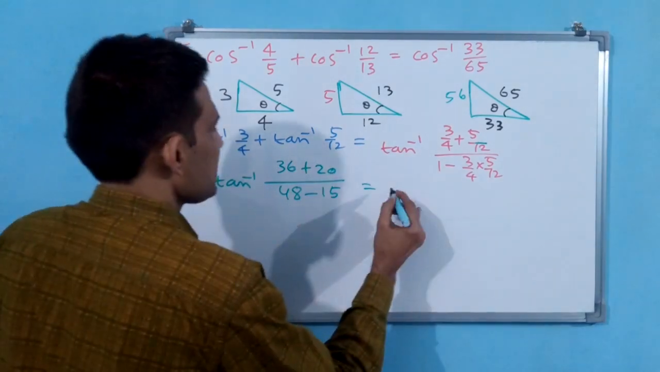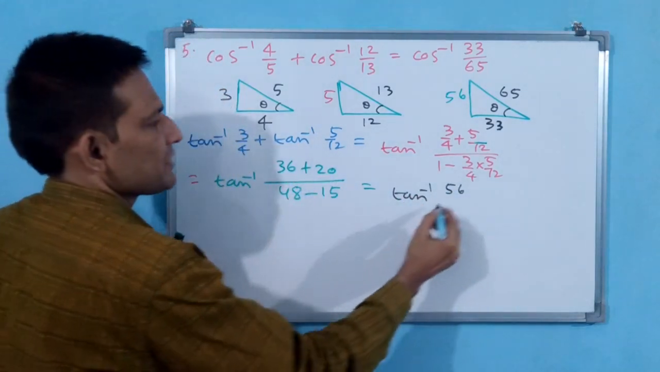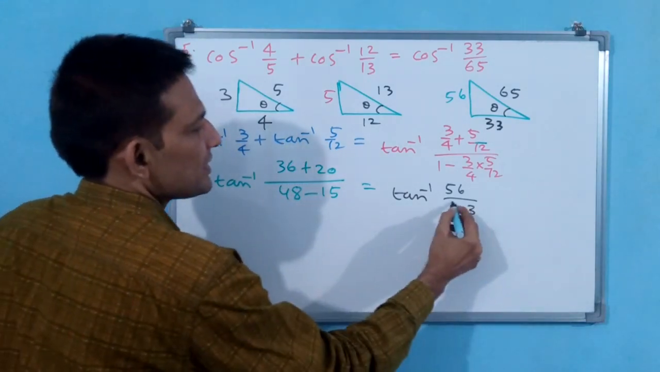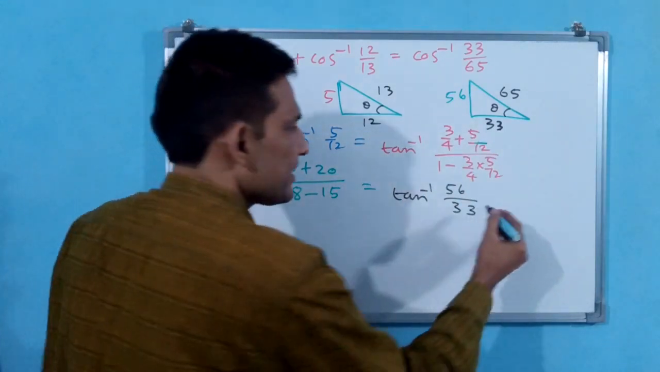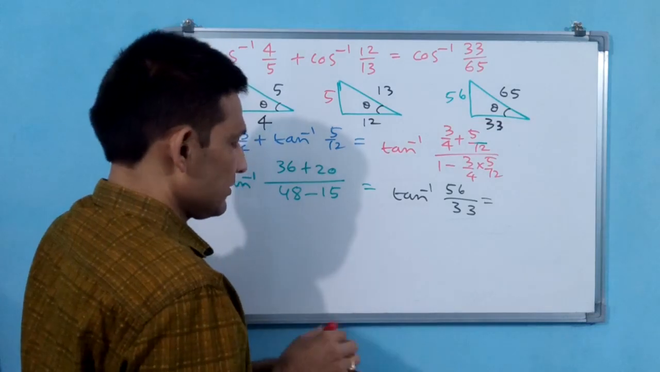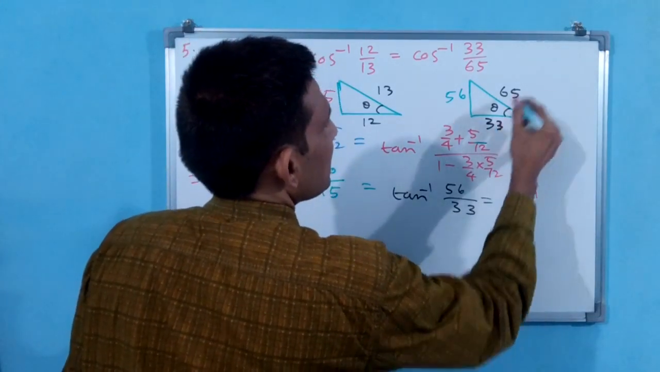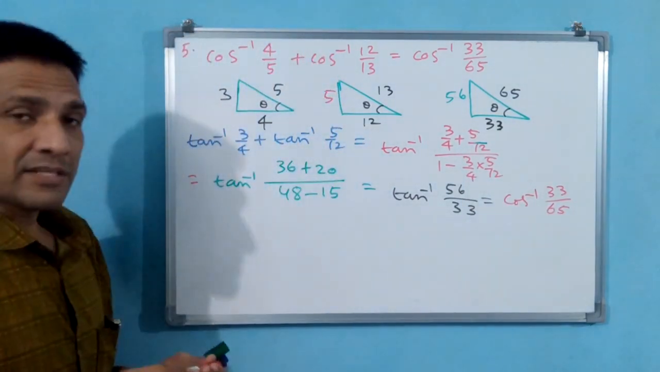Okay. Tan inverse 56... 36 plus 20, 56, divided by 8 minus 5, 3. 4 minus 1, 3. Okay. You see, 56 by 33. Directly now, you can leave it here, or else you can write this is equal to cos inverse 33 by 65. Okay? Or LHS is equal to RHS.